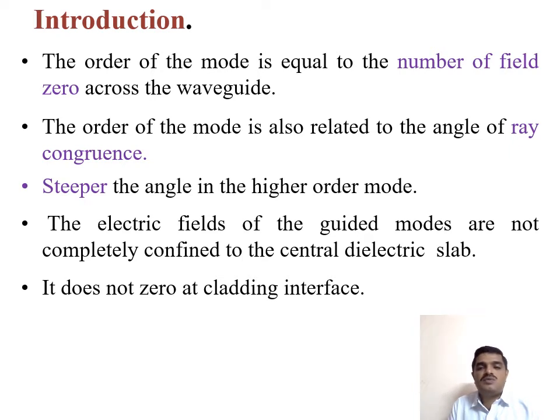In summary, the order of the mode is equal to the number of field zeros across the waveguide. The order of the mode is also related to the angle of ray congruence: steeper the angle in higher order mode. Coming towards higher order modes, multiple angle variations are there. Electric fields of the guided modes are not completely confined in the central dielectric slab; they do not go to zero at the cladding interface. Lastly, these two points are highly applicable for higher order modes and high frequency signals.